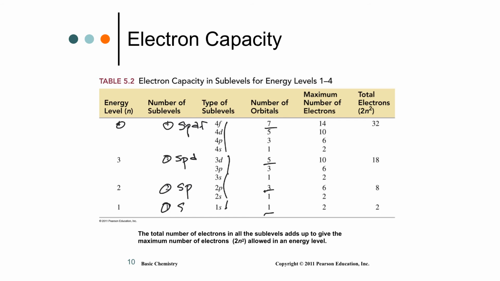And so each room can hold 2 girls. That means this orbital holds 2, these orbitals hold 6, these orbitals hold 10, these orbitals hold 14. So if you add those up, you can find out how many electrons can be in each shell. So in the first shell, there's 2. In the second shell, there's 8. In the third shell, it looks like there's 8, but 10 of them are inside.